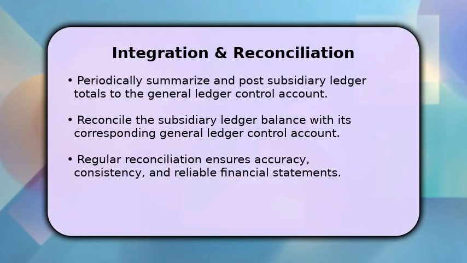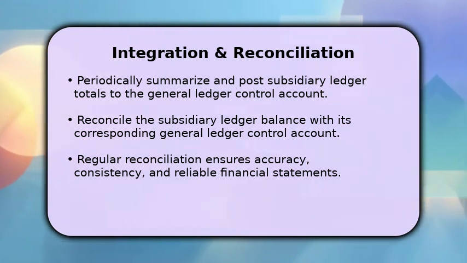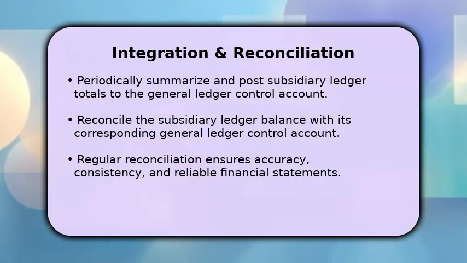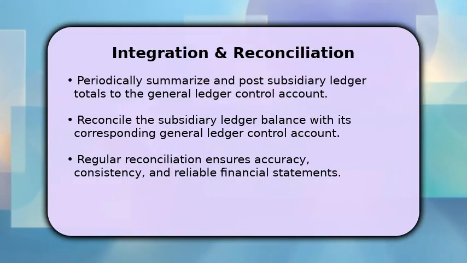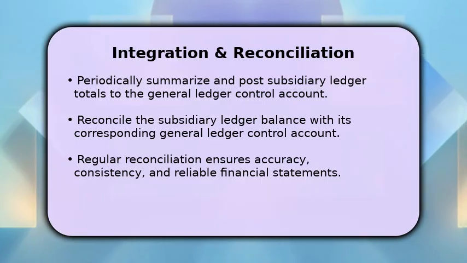Once transactions are recorded, periodically summarize and post the subsidiary ledger totals to their corresponding general ledger control accounts. This ensures the main ledger reflects the overall picture. Crucially, regularly reconcile the subsidiary ledger balance with its general ledger counterpart. This vital step helps identify and correct any discrepancies, ensuring accuracy and consistency across all financial records, leading to reliable financial statements and improved internal controls.